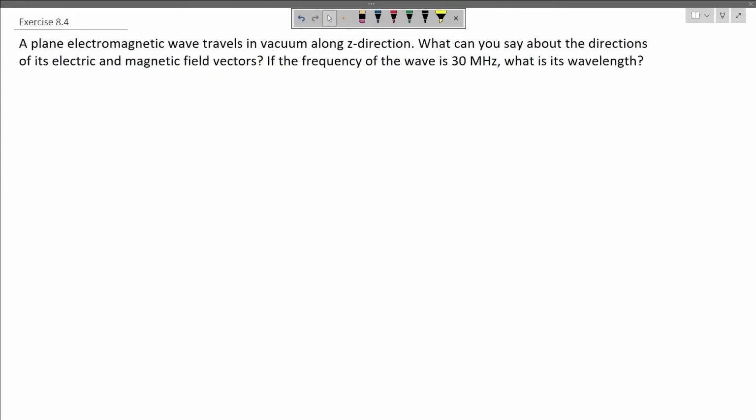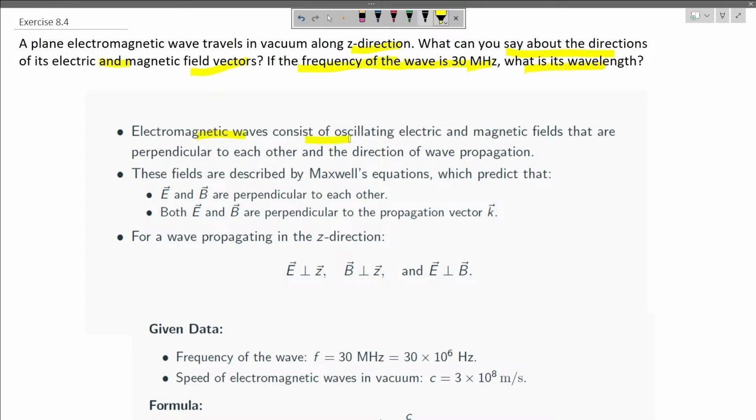The question says that a plane electromagnetic wave travels in vacuum along z direction. What can you say about the direction of electric field and magnetic field vectors? If the frequency of the wave is 30 megahertz, what is its wavelength? Now we know that electromagnetic waves consist of oscillating electric and magnetic fields that are perpendicular to each other and the direction of the wave propagation.